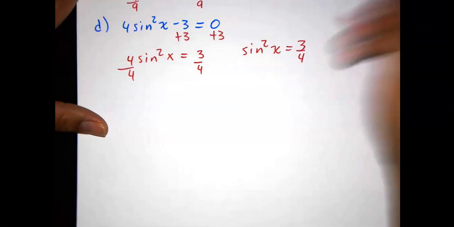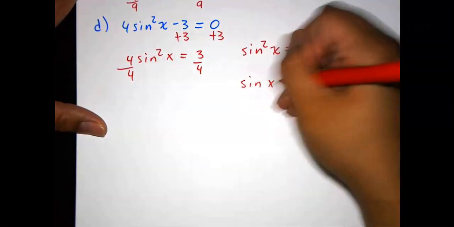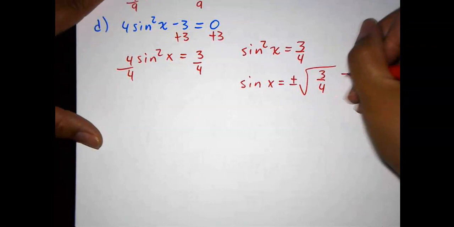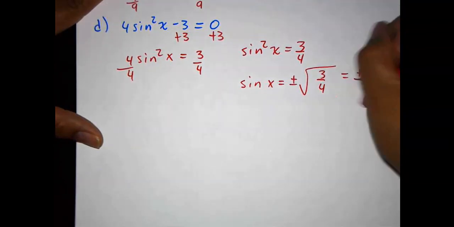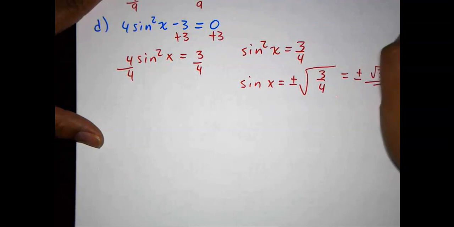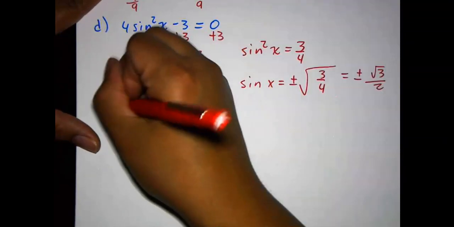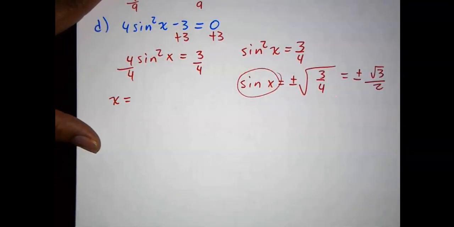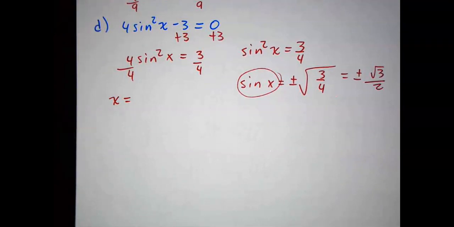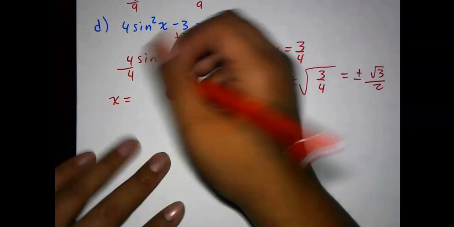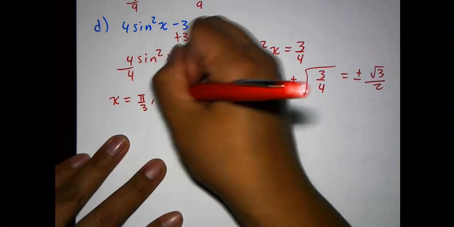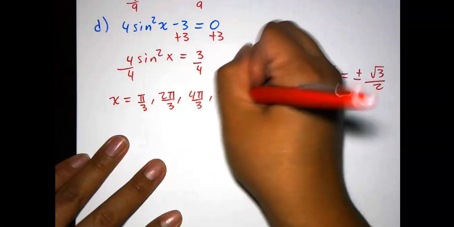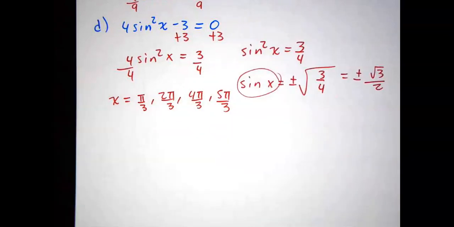To get rid of the squared, we're going to take a square root. But every time we take a square root, I need the plus and the minus. Well, the square root of 4 is 2. So now I'm looking at the unit circle, since I'm looking for sine, where the y value is positive and negative square root of 3 over 2. And it happens at 4 places. It happens at pi over 3, 2 pi over 3, 4 pi over 3, and 5 pi over 3. And those 4 will be my solution.